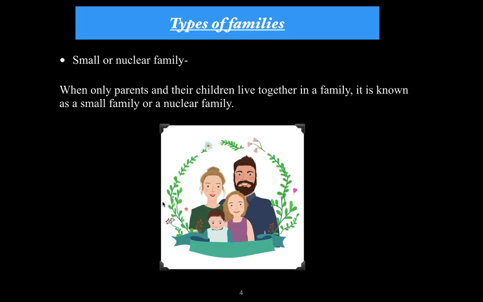Alright, so now we'll talk about the types of families. Some families are big and some are small. So we categorically divide the types of families as small or nuclear family, big family, joint family, and in some cases we have single parent family. Okay, the small and nuclear family. As you can see in the picture, when only parents and their children live together in a family, it is known as a small family or a nuclear family.